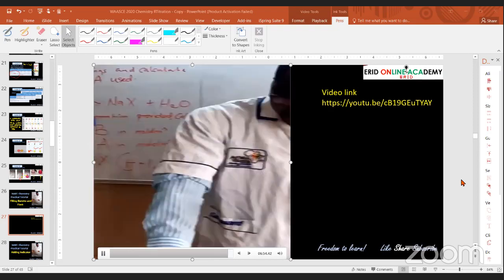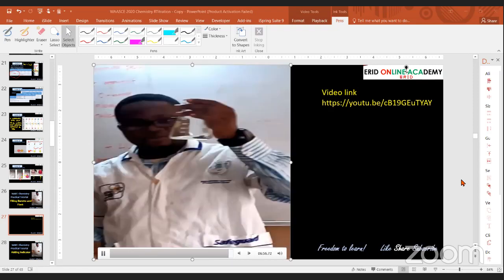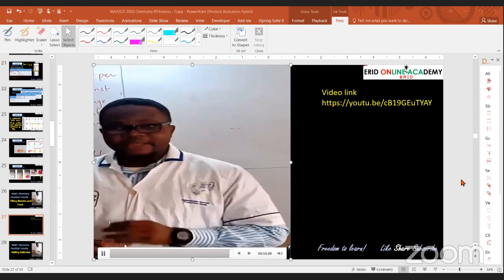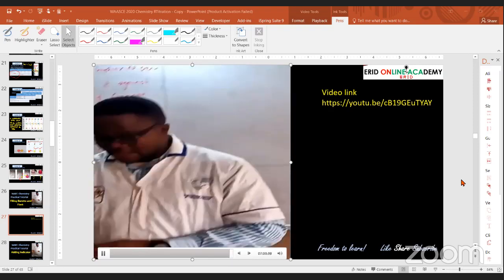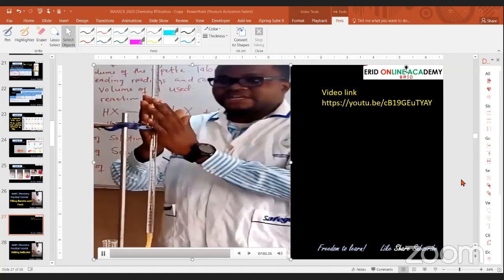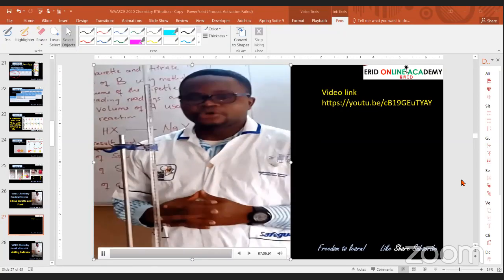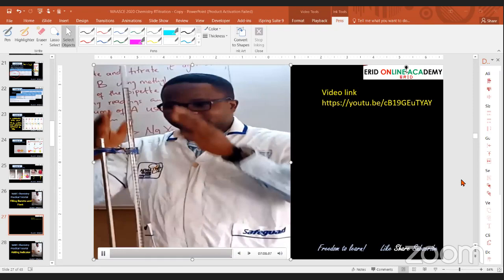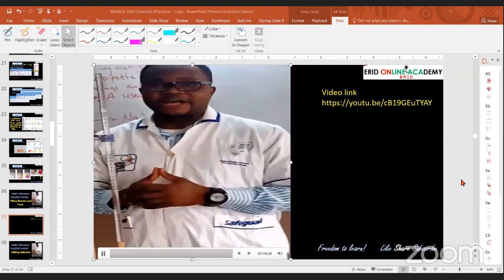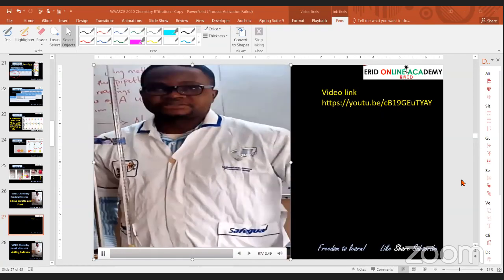So now I have 25 ml of my base, and I have my acid set for titration. Okay, so the next thing we want to go into will be titrating to get the value of acid that will neutralize the base.